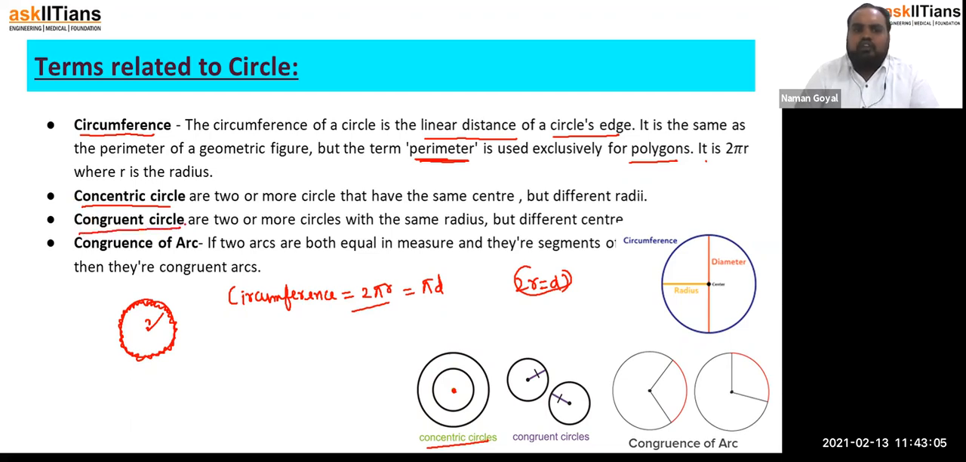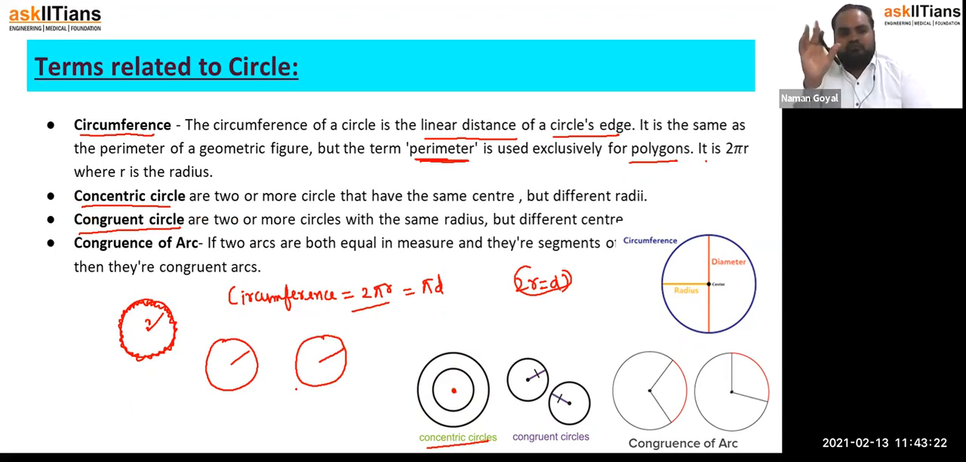Okay, so the next terminology is congruent circle. See, when two circles have the same radius, then they are congruent circles. If I draw a circle taking 2 centimeter as radius, and I draw another circle taking 2 centimeter as radius, then they are congruent circles. Are you getting my point? What is the meaning of congruent circle? When the radius of two circles is the same, these two circles are known as congruent circles.